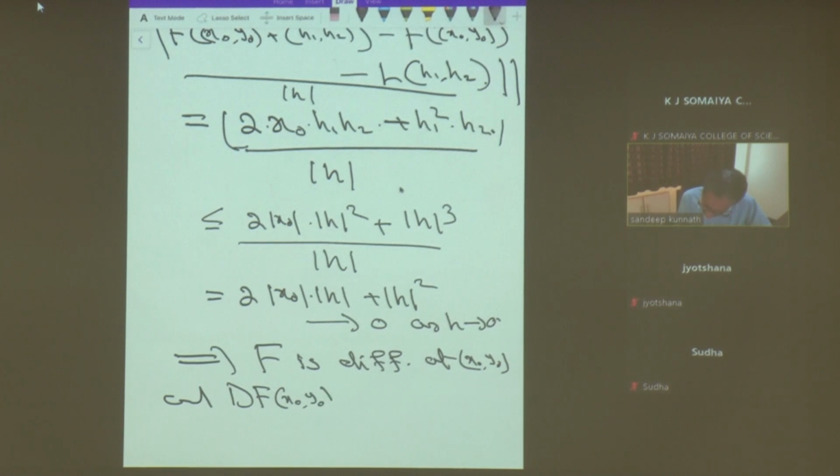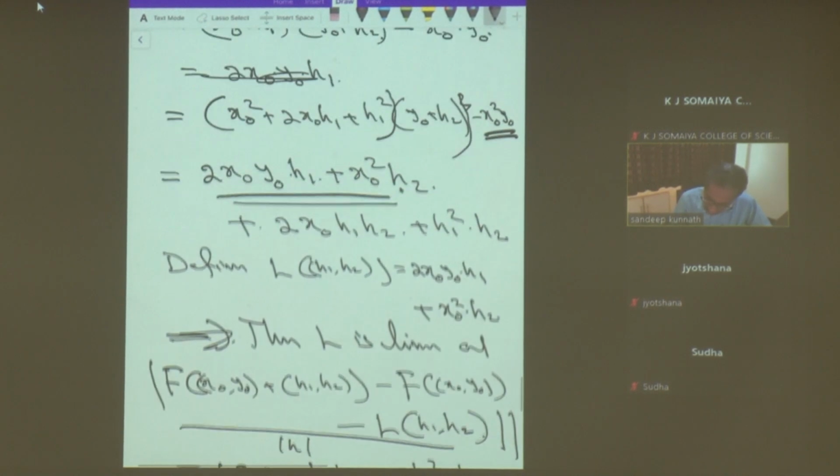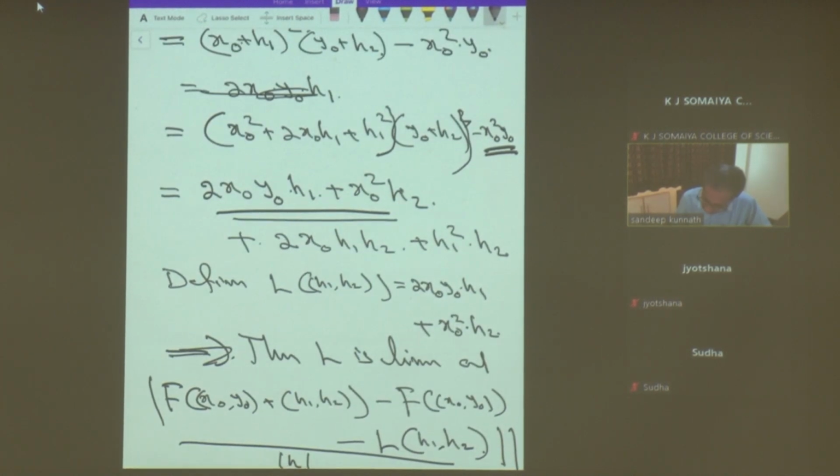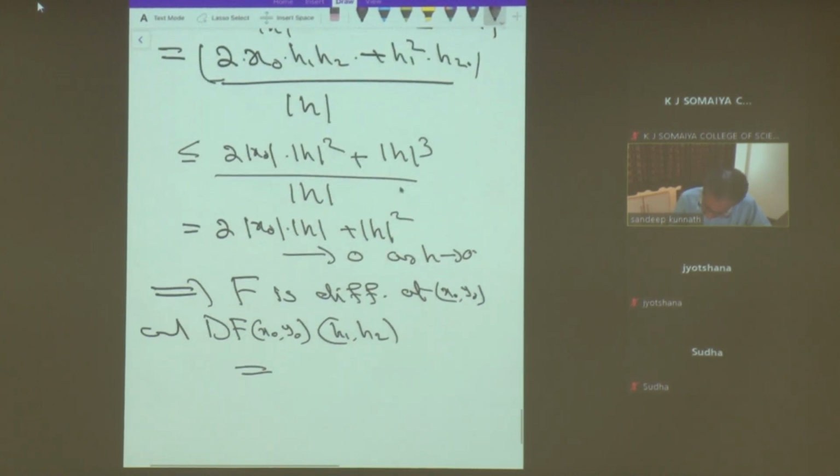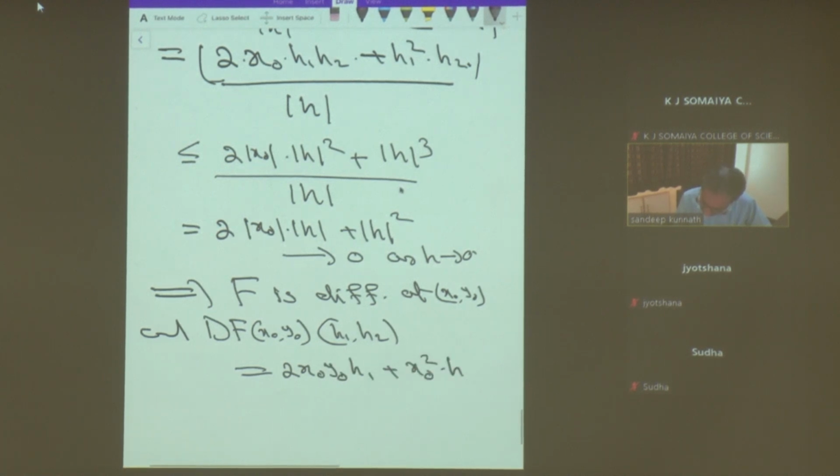The derivative df at (x naught, y naught) is a linear transformation which acts on (h1, h2) and is given by L, which was 2 x naught y naught into h1 plus x naught squared into h2. So this is the derivative.